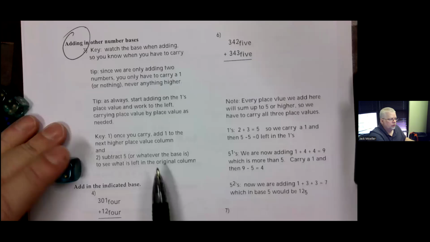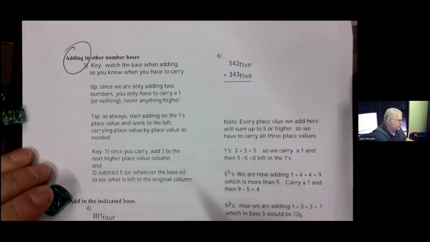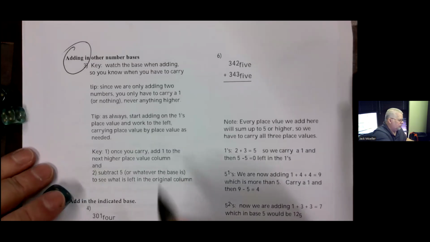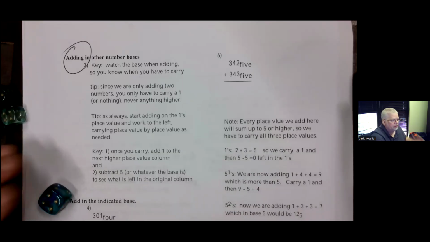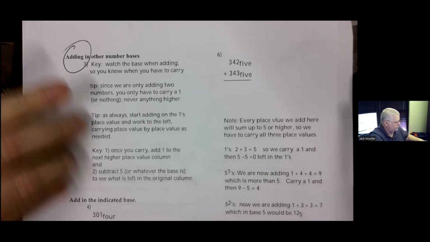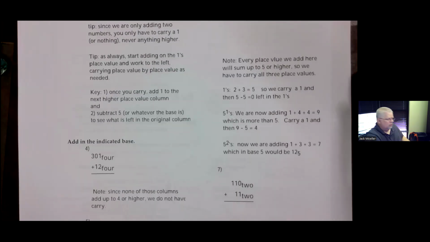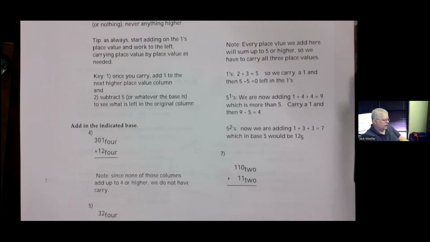So that's what you have to look for when you're adding: does that number add up to the base or higher? If it does, you have to carry it. All right, so let's just jump into this and see how this works.